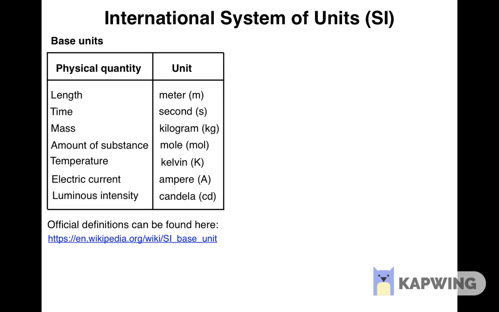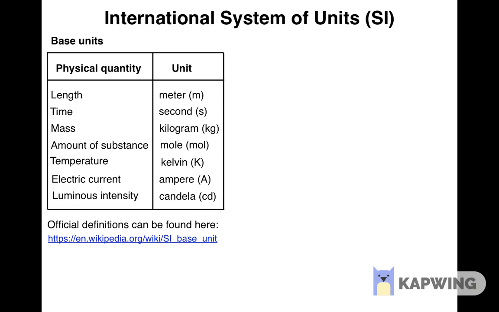The other 3 base units defined in the SI system are the Kelvin for temperature, the ampere for electric current, and the candela for luminous intensity. We won't concern ourselves with these latter 3 quantities in this course. The table on the slide shows the 7 base units of SI and their standard abbreviations.